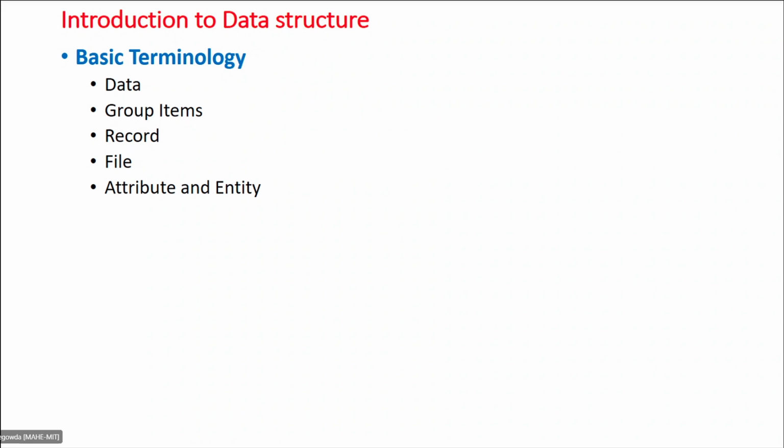The next one is attribute and entity. An entity represents a class of certain objects. It contains various attributes. Each attribute represents a particular property of that entity. The last terminology is a field. A field is a single elementary unit of information representing the attribute of an entity. So these are some of the terminologies we are going to use when dealing with data structures.